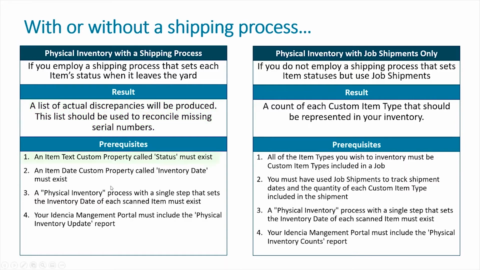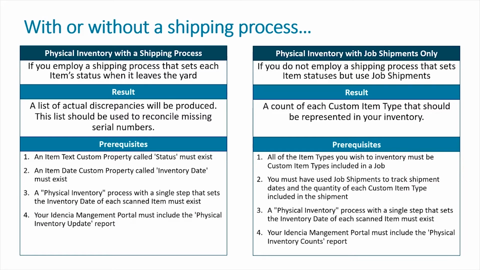The prerequisites to that are: you need a custom property called status, where you'll set the status of every item in your database, and we can help you set that up if you don't have one. You'll need a date custom property called inventory date, which you'll set when you perform the physical inventory in your yard. You'll need a physical inventory process with a single step that sets that date. And you'll need the physical inventory update report in your management portal. We can help you get any of those four things if you don't have them already.